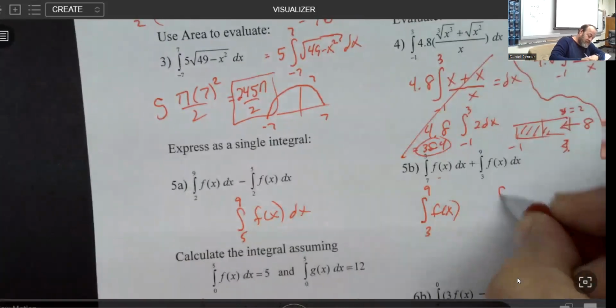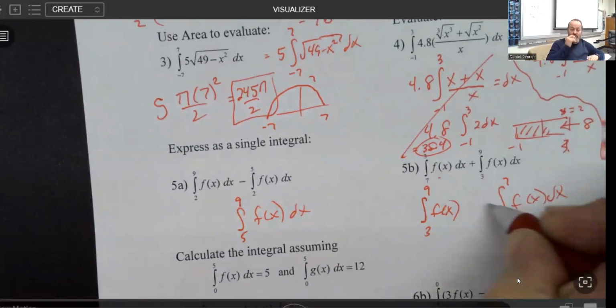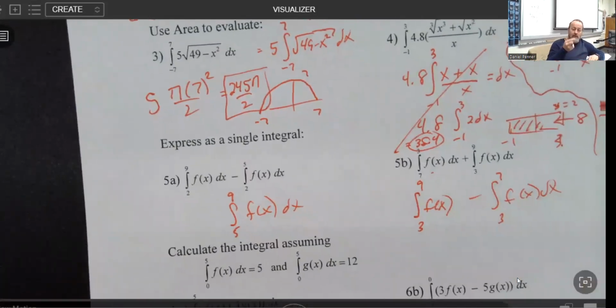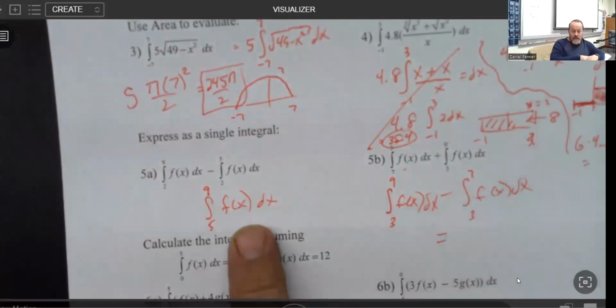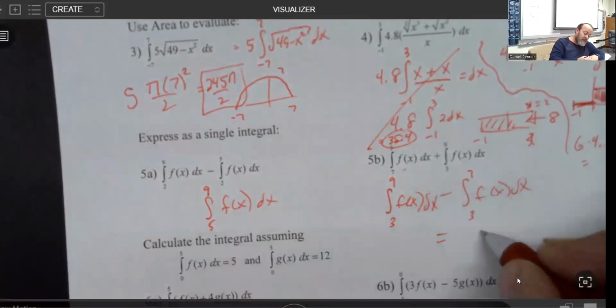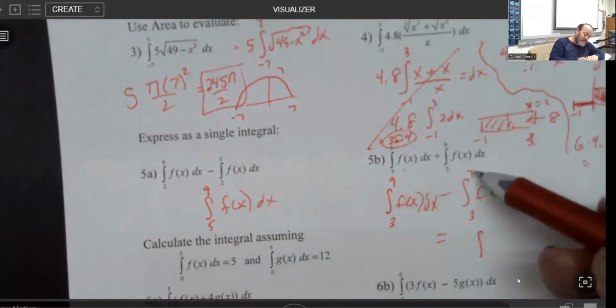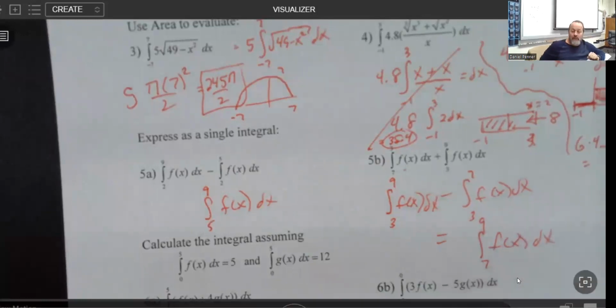So I'm going to fix that, because we also know that if you reverse your bounds, that just allows you to change it to a subtraction. And that brings us back to this question. If I went from 3 to 9 and then 3 to 7, then the only portion that would be left as I remove this portion of our journey is the portion from 7 to 9. Hopefully that makes sense.